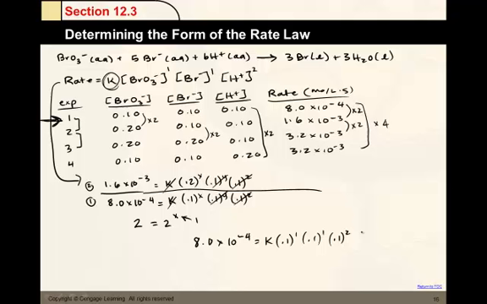If we had plenty of time and we wanted to verify that that was the right rate law, what we would do is go through with experiment number 2, plug in that number. We should get exactly the same value of k. Why? Because it's a constant.